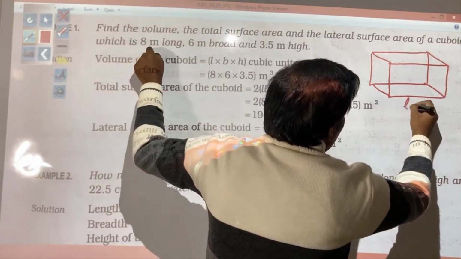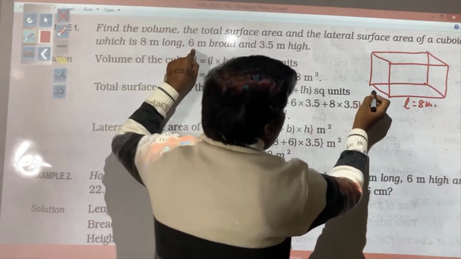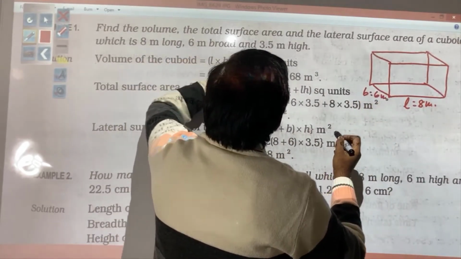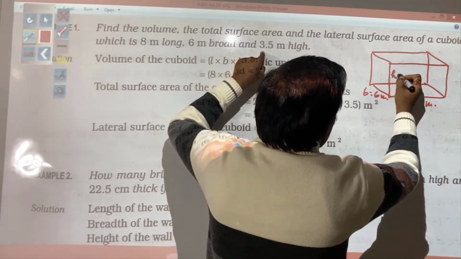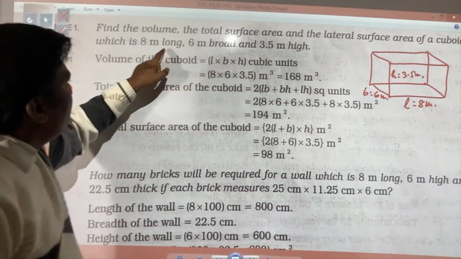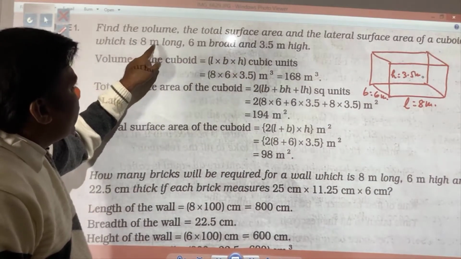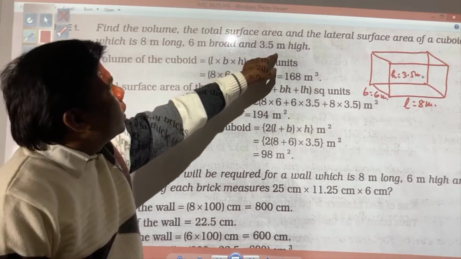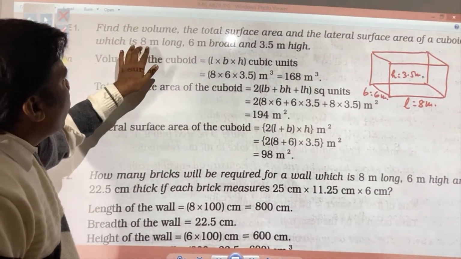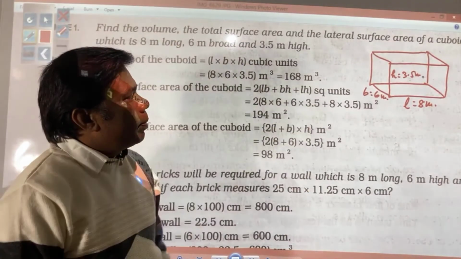Here you see, suppose you have a cuboid. L is equal to 8 meter. Then you have 6 meter broad, this is B equal to 6 meter. Then you have 3.5 meter high. And you need to see that the units should all be equal. If they are not equal, suppose this is in meter, this is in centimeter, this is in decimeter, or some other unit, you need to make them equal first, then you should proceed.